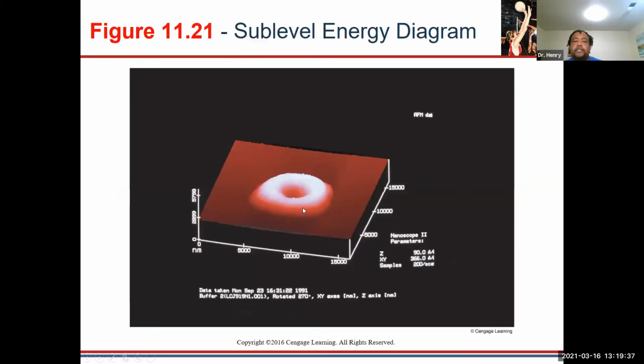So they were actually looking at the energy level of electrons, the energy density of electrons as they're circling the nucleus. We're able to detect them under certain circumstances, and this is what that shows. So this just gives you an idea of the energy diagram for that sublevel, right?